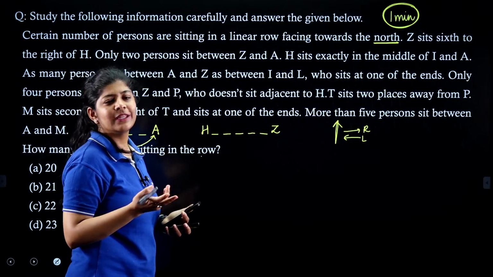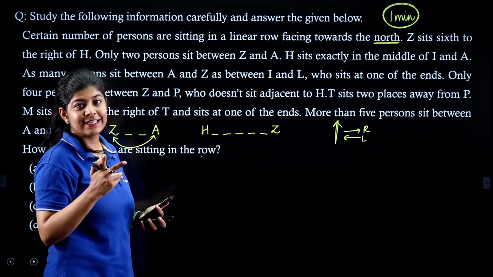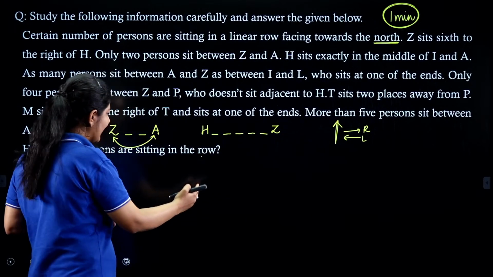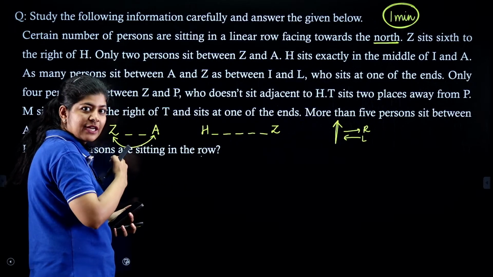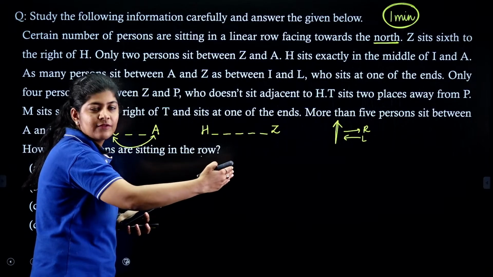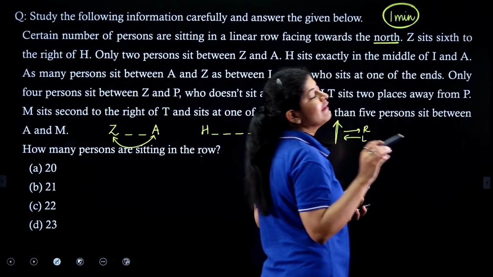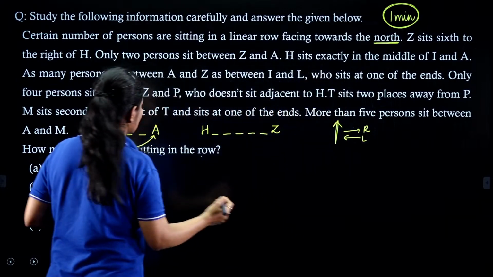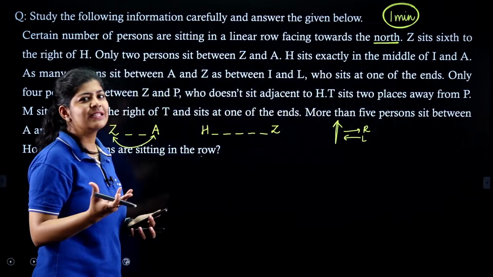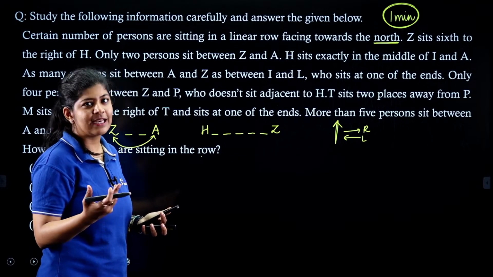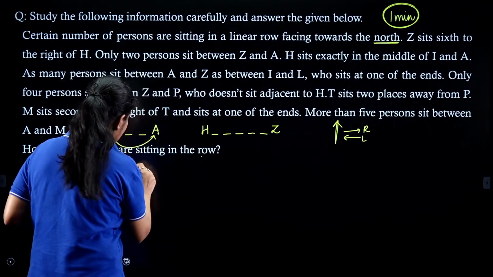Or you can do one thing: create two different cases at the same time, where in one case you draw A to the left side of Z and in the other to the right side of Z, right? Next, H sits exactly in the middle of I and A, okay? So we'll start making two different cases and proceed accordingly, right? Case 1.